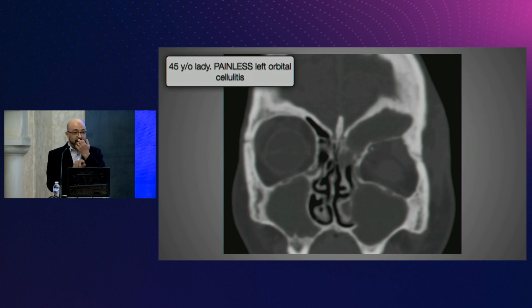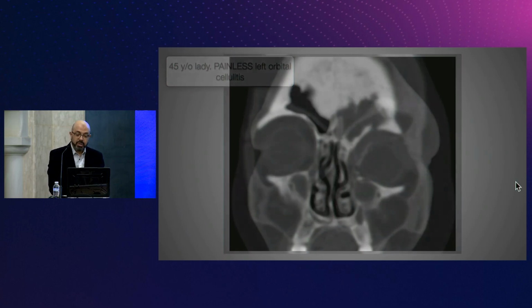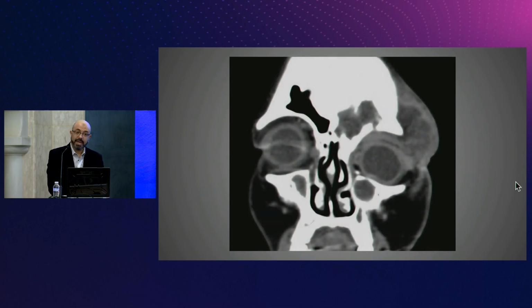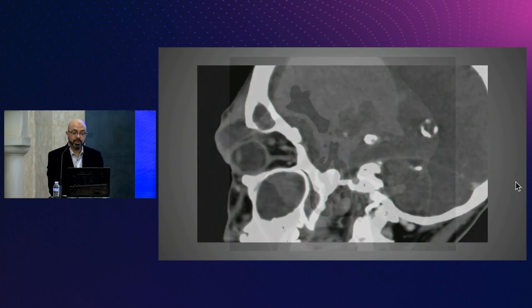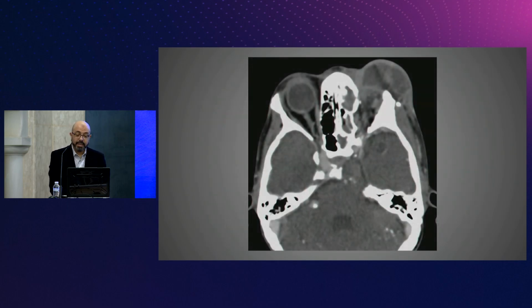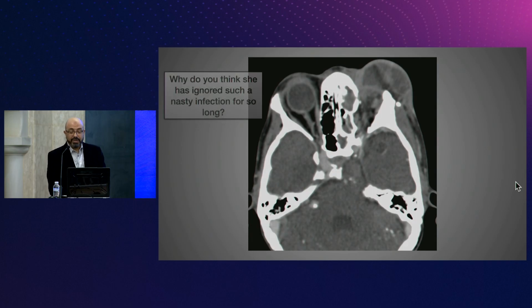And here you can see expansion in the frontal and the maxillary sinus, and the rest of the sinuses are also grotty. And the infection has spread through a defect in the bone, and you can see the periorbital abscess, a big abscess, squeezing the eye globe. Can you see that? And on the axial, again, you can see the big abscess in front of the orbit. But you need to ask yourself, why is this patient presenting with painless orbital cellulitis? Why did she wait that long?